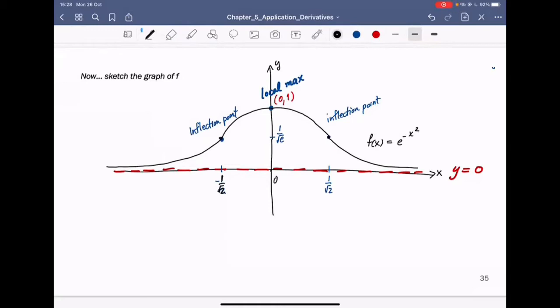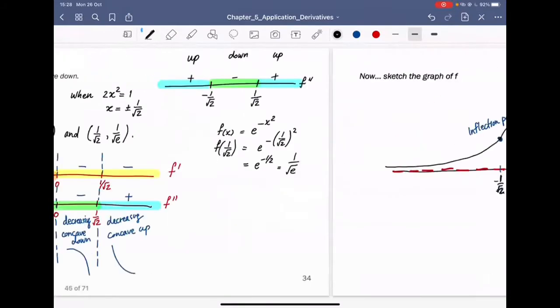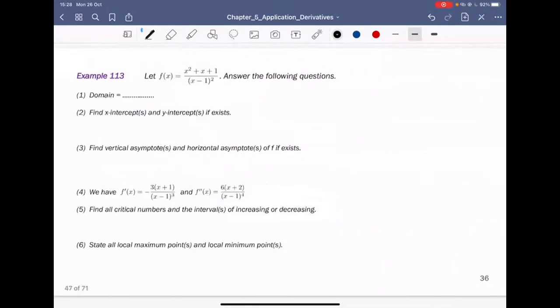So you sketch the graph. Does it make sense? Any questions so far? We're going to do 2 more examples on sketching, just to make sure that you know the technique. This is going to be a big part of the final exam as well, because the function is given and you will need to sketch the graph by using the properties of calculus.